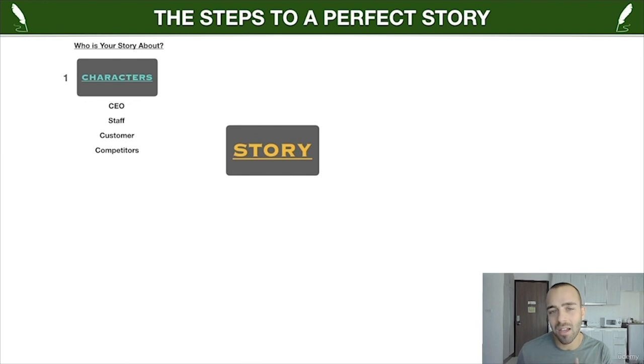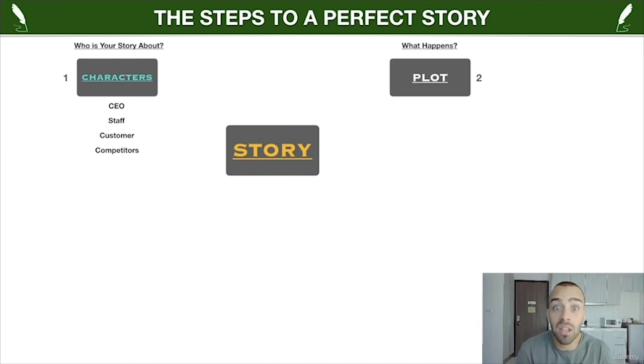All right, so the second step would be the plot. What happens? What is the core of this story? Now it could be about their product or service. It could also be a customer's journey. So first step, the character, find your character or characters, and then come up with the plot.